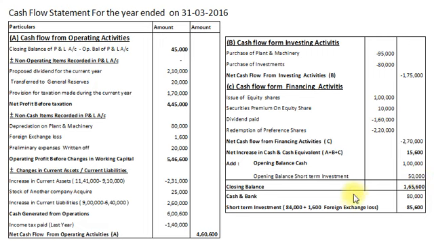1,65,600, and it is like cash and bank balance 80,000 and short term investment rupees 85,600. It is something like 84,000 given in the balance sheet plus 1,600 foreign exchange loss, that entry we have passed. So 85,600. That's all.